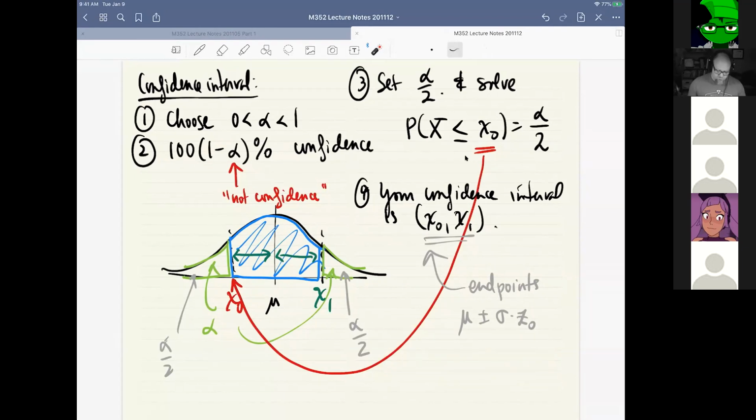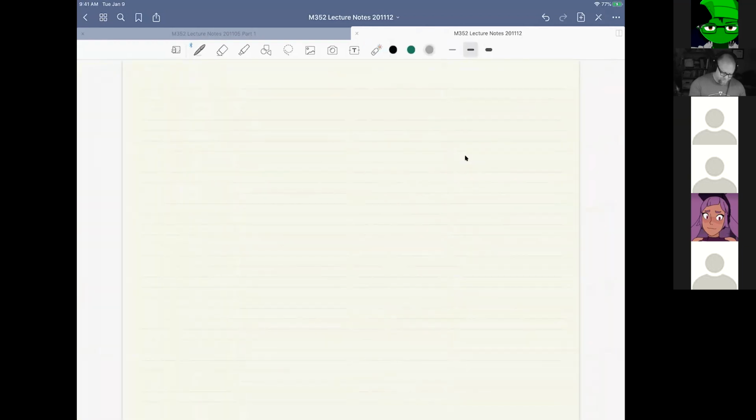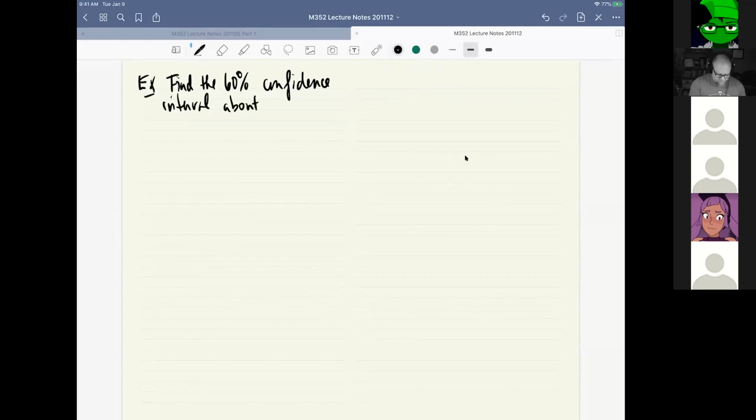So let's do an example. Let's find the 60% confidence interval about mu equals 12.05, if x is distributed as a normal random variable with mu equal to 12.05 and standard deviation 0.1. Let's just specify that the standard deviation is 0.1, so the variance is 0.01.